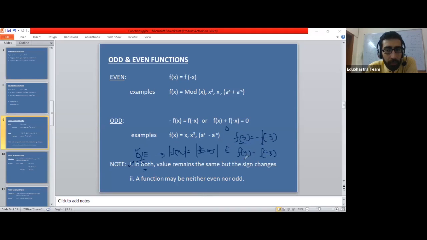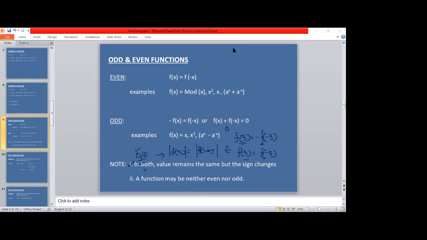But surely, in either case, in either odd or even function, the magnitude is the same. So that is what I meant here. In other functions, the magnitude won't be the same. That's the main difference between odd or even functions and functions that are not odd or even.